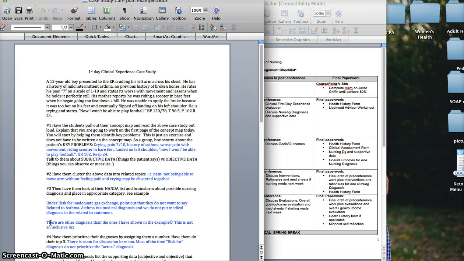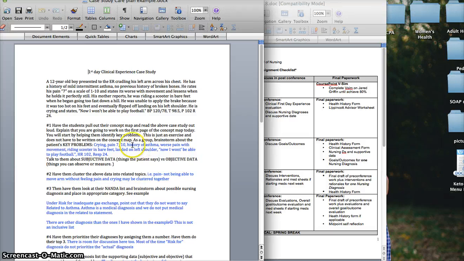Number 1, have the students pull out the concept map and read the above case study out loud. Explain that you are going to work on the first page of the concept map today. You will start by helping them identify key problems. This is just an exercise and does not have to be written out in the concept map. So we're gathering that data, right, addressing key problems. As a group, brainstorm about patients' key problems.